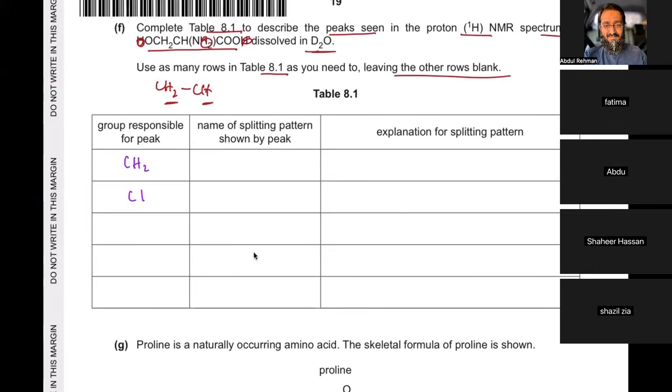One peak is due to CH2 and one is due to CH. CH has two hydrogens on the neighboring carbon, so n plus one gives a triplet. CH2 has one hydrogen on the neighboring carbon, so it is a doublet. So one hydrogen on the neighbor carbon, two hydrogens on the neighbor carbon.